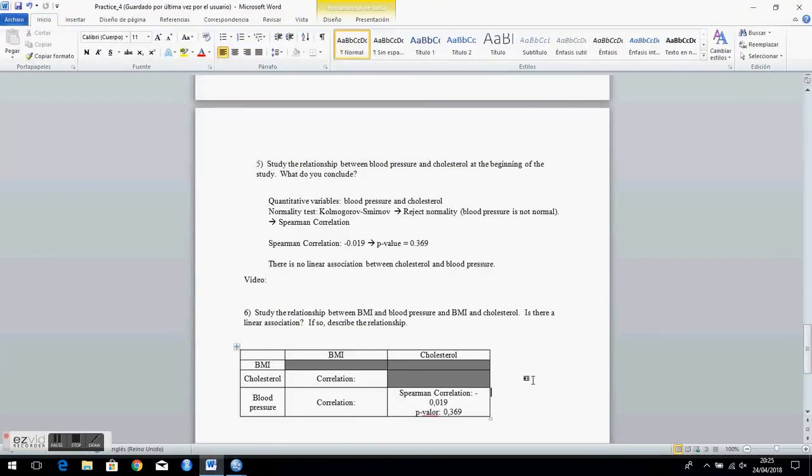If I take a quick look at the example, we have two quantitative variables. The normality test rejects the normality because blood pressure is not normal. For this reason we use Spearman correlation. We get a Spearman correlation equal to minus 0.019 and a p-value equal to 0.369. There is no linear association between cholesterol and blood pressure.